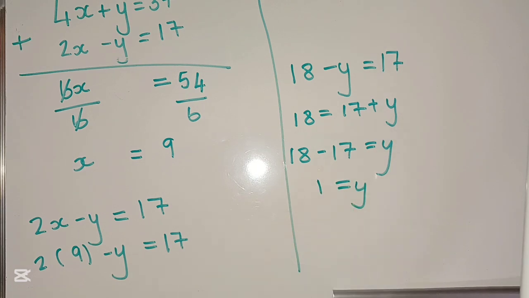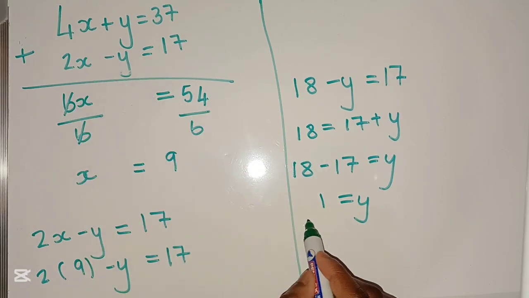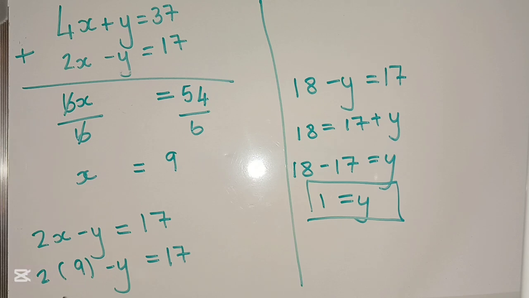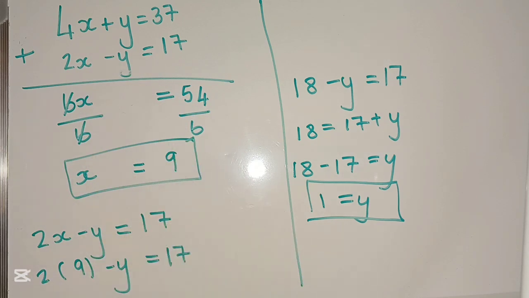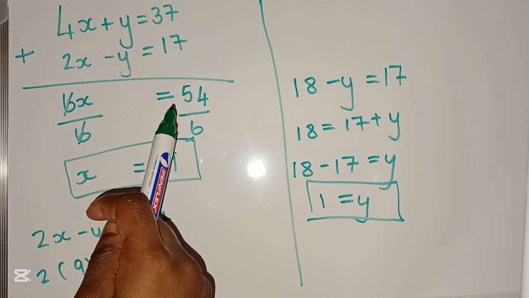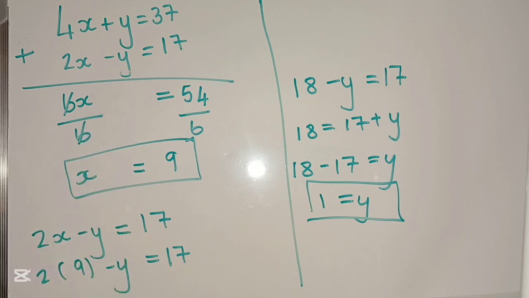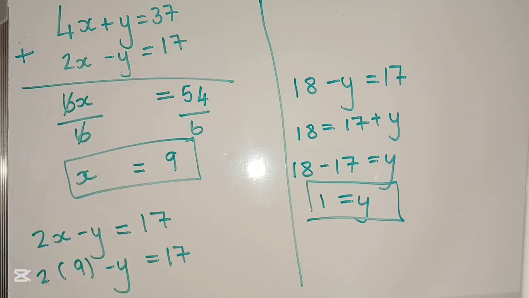So the value of y in this equation is 1, and the value of x in this equation is 9. So we eliminated y, right? Now let's see what happens if we had decided to eliminate x first instead of y, to see if we're going to arrive at the same answers.